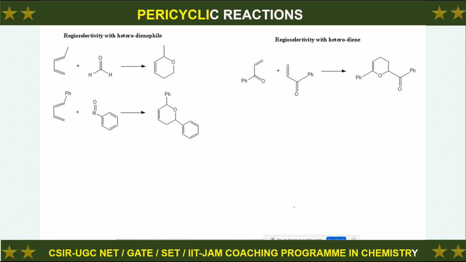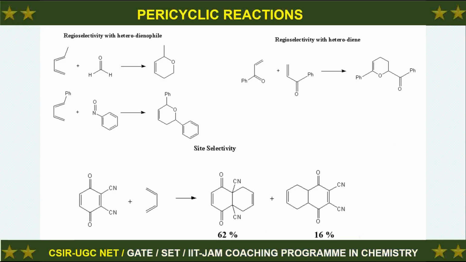This is one more example, having a nitroso group. This also is a dienophile, so this can participate in a heterocyclic reaction. So why should only the dienophile have a hetero part? Dienes also can have it. So it's an alpha beta unsaturated part, and these are also involved in cycloadditions to give the pyrone rings.